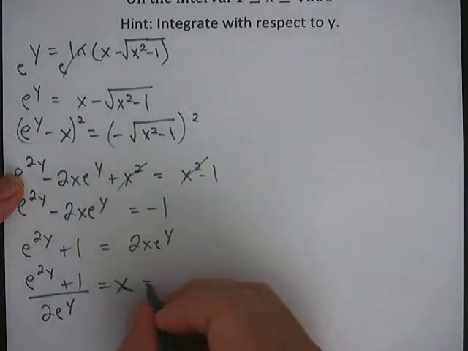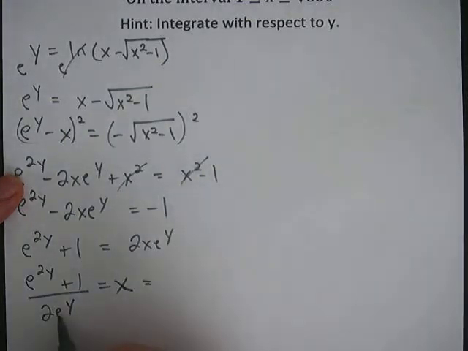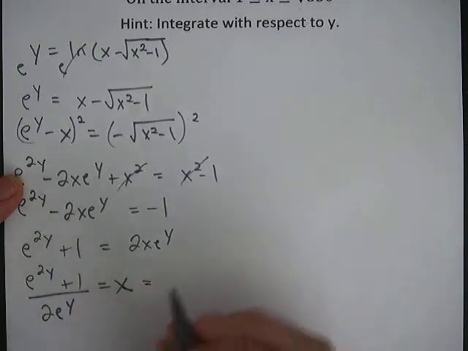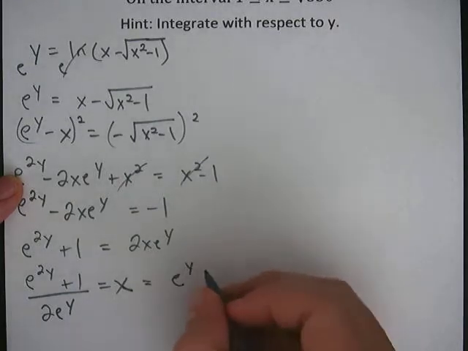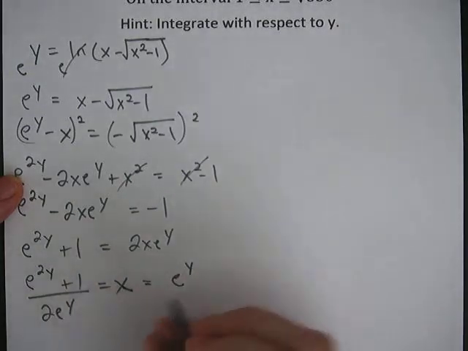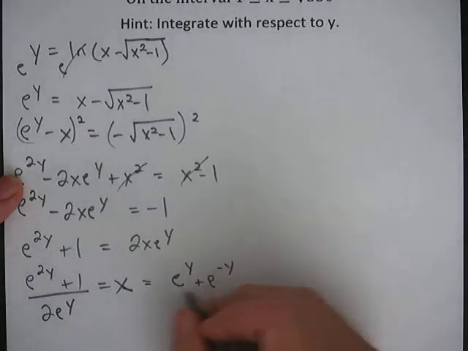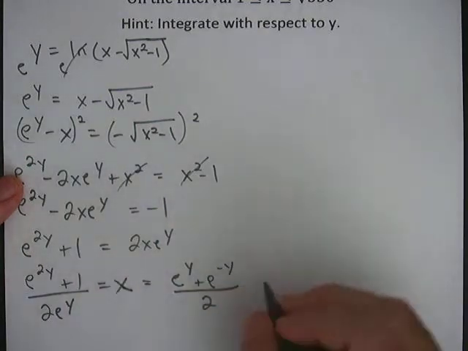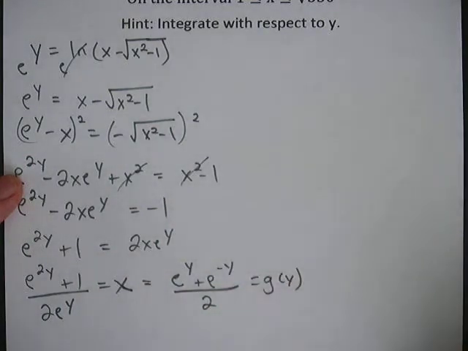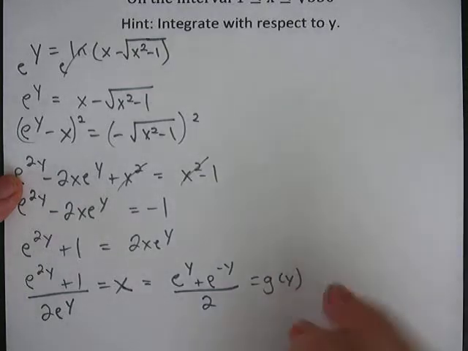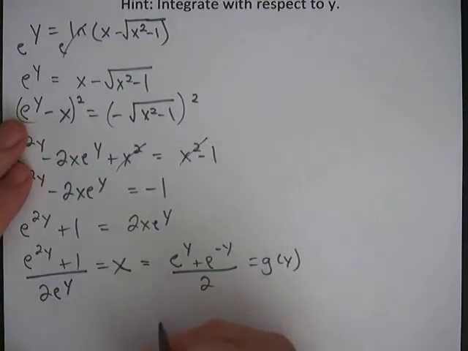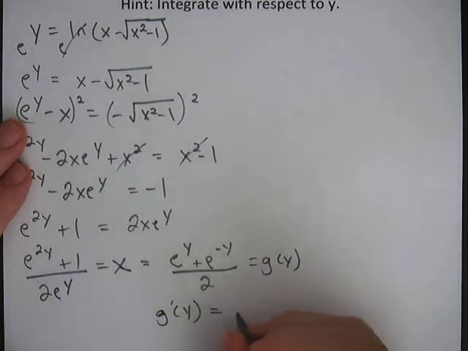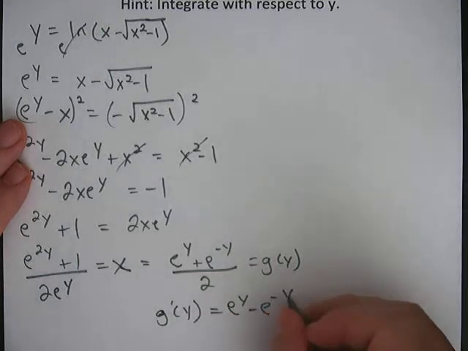And if we wanted to further reduce that to help us later down the road, we might divide this e to the y term into both of these. Okay, so if we divide e to the y into e to the 2y, it becomes e to the y. And if we divide 1 by e to the y, that's e to the negative y. And let's leave the 2 on bottom there. Okay, so there's your function of x. That's basically g of y, if you wanted to call it that. And then g prime of y is equal to e to the y minus e to the negative y over 2.